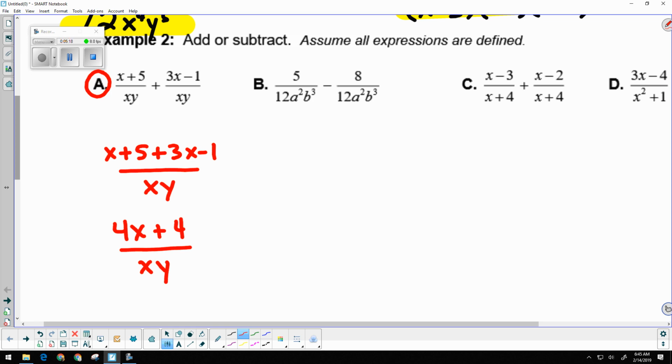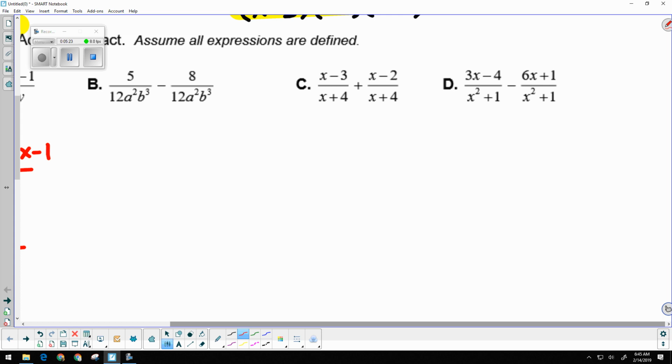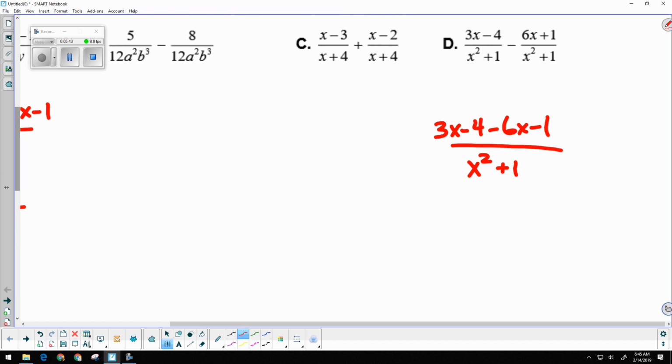Let's skip ahead to part D. Let's say we want to subtract. Same deal with the denominator. If it's the same, it stays the same. And then in the numerator, we subtract. So 3x minus 4. Now, be careful here. You have to distribute that negative sign through the entire expression. Notice plus 1 became negative 1. It became the opposite. Combine our like terms, negative 3x minus 5 over x squared plus 1. And that would be my answer for that.